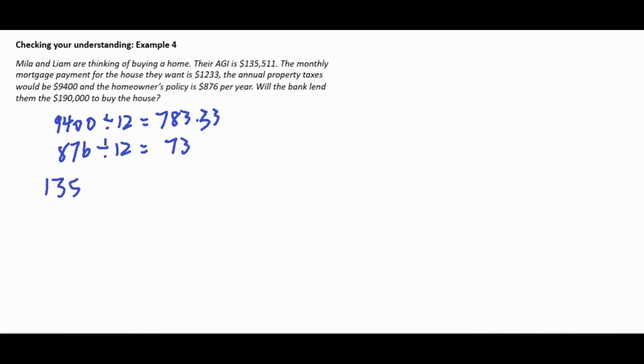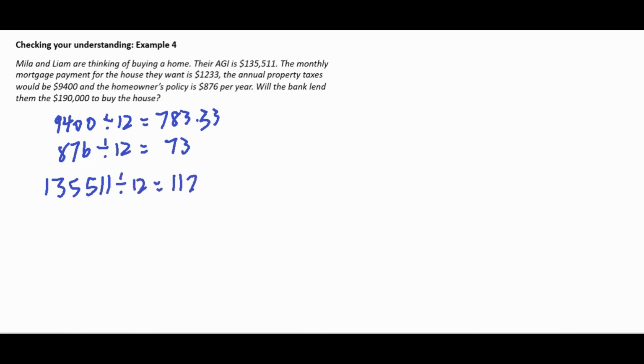Here we're going to have to use a front-end ratio. We take the total monthly housing expenses and divide them by the gross income, and if it's less than 28%, we're good to go for this example. We need to take the property taxes first, because those are annual. So it's $9,400 divided by 12, which gives us $783.33 monthly. We do the same thing for the insurance. The annual insurance rate was $876, and we divide that by 12. That's $73 a month.